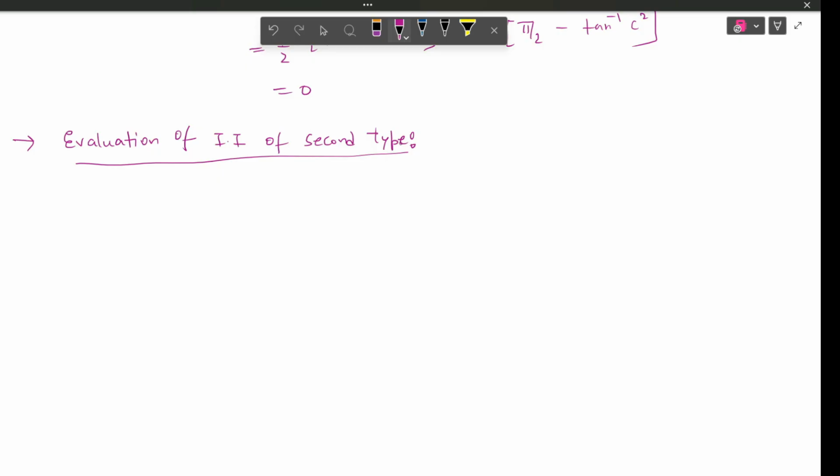So let us see. Within this we have again three types. So let us talk about type 1 first.